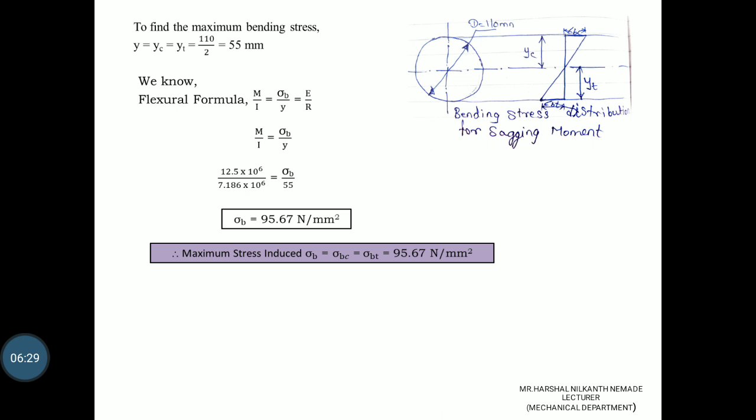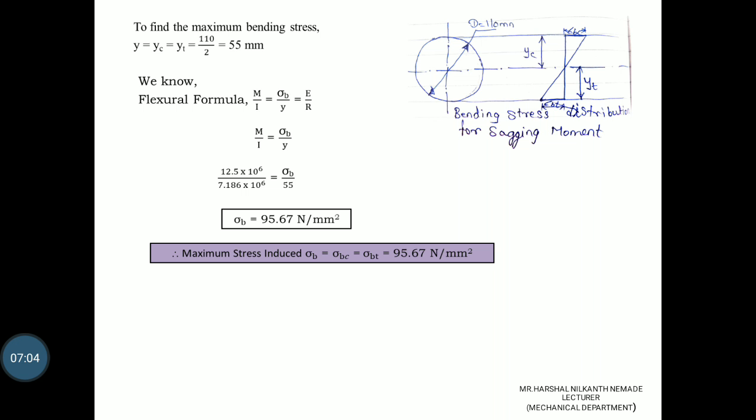To find bending stresses, y is equal to yc is equal to yt is equal to 110 divided by 2 is equal to 55 mm. Okay, so we know the flexural formula, M upon I is equal to sigma b upon y is equal to E upon R. I want only M upon I is equal to sigma b upon y. I will substitute the values, and the value which is missing is sigma b. I will calculate it. I will get 95.67 Newton per mm square.